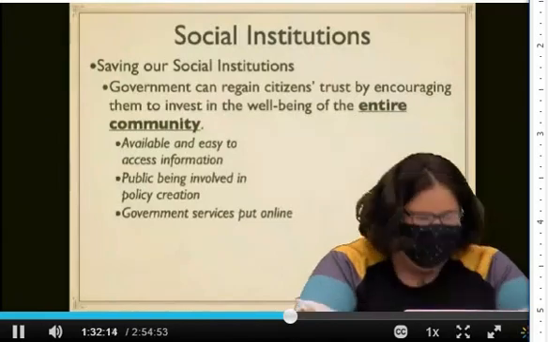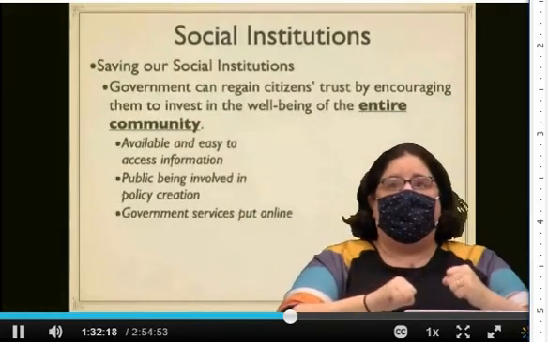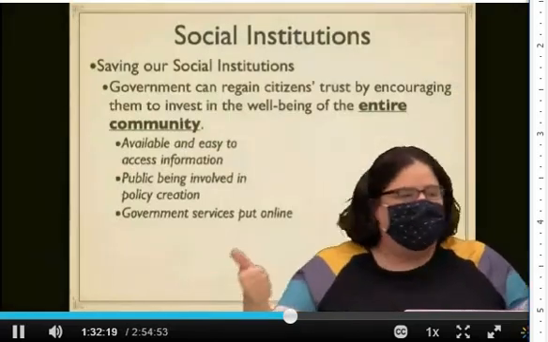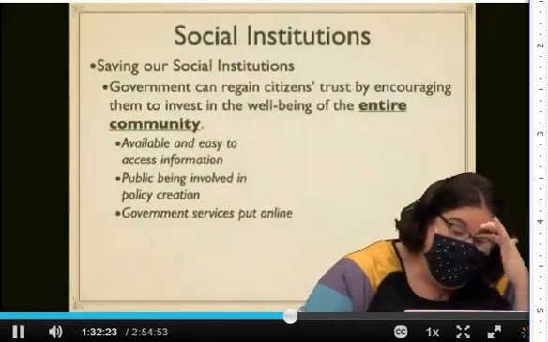Correct. And even in the 50s and 60s, when there was a lot of faith in the government, people still also didn't actually trust them all that much. You know what I mean? So I get it. Yeah.